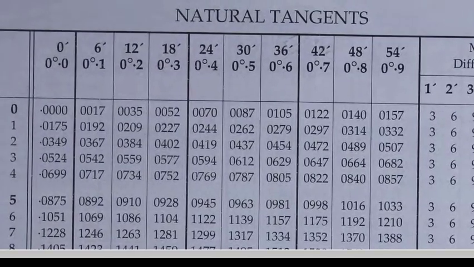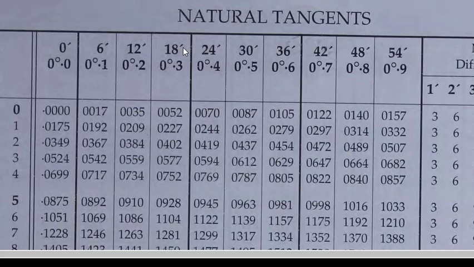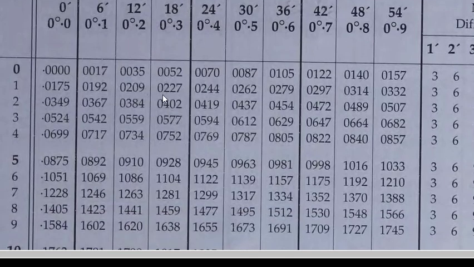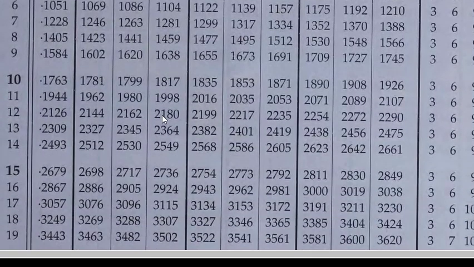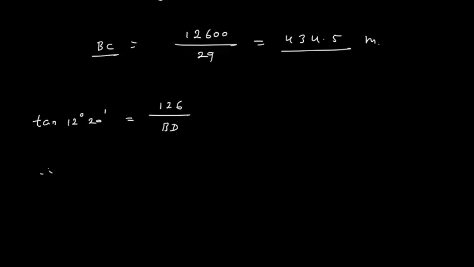So you can see 18 minute is there, and in difference of 2 we have to see. So 18, 12 degree. So this is 12 degree. This is 2180, and 6 I will add, 2186. So tan 12 degree 20 minute, 0.2186 is equal to 126 divided by BD.